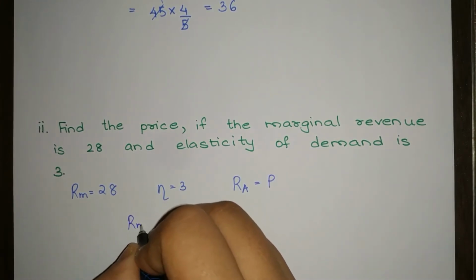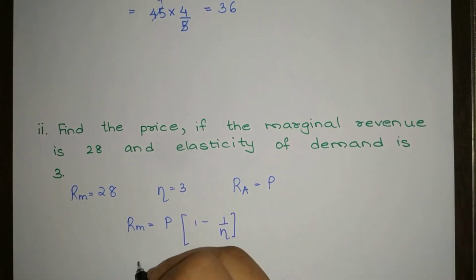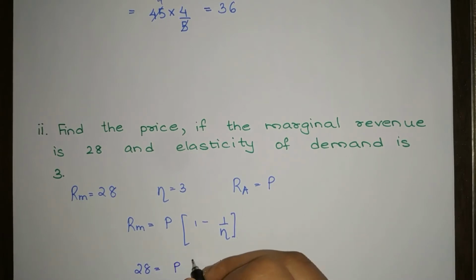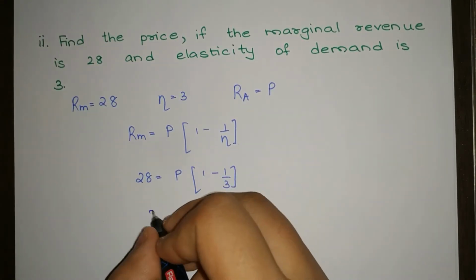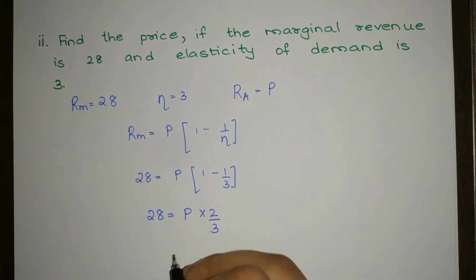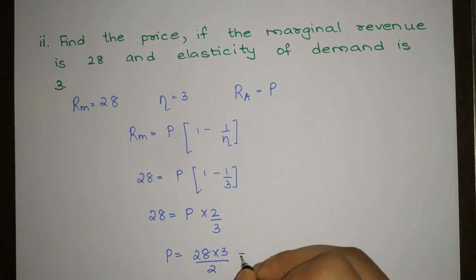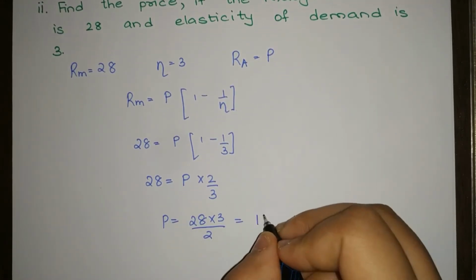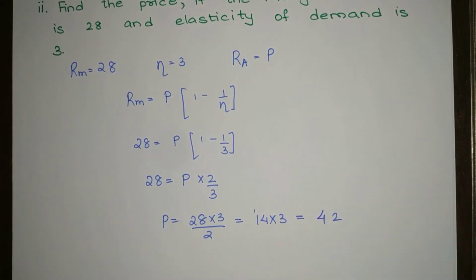So RM is equal to, now I'll write price, into 1 minus 1 by eta. That is, 28 is equal to P into 1 minus 1 by 3. So this is 28 is equal to P into 2 by 3. And that implies that P is equal to 28 into 3 divided by 2, which is equal to 14 into 3, which is equal to 42. Okay. So the price should be 42 when RM is 28 and eta is 3.